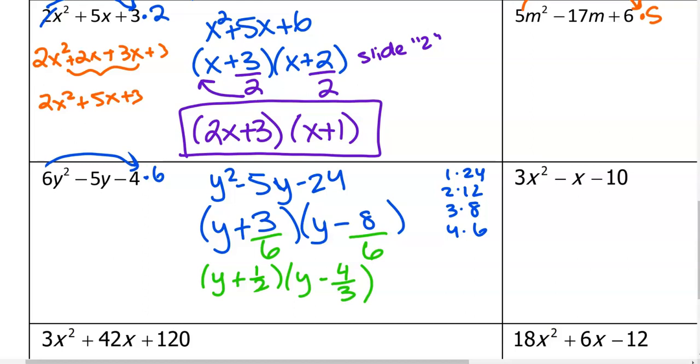We don't leave fractions. Look at the one right above it. See how I had 3 over 2? We didn't leave it as 3. What happened? We brought the 2 up. Okay, so if I have 1 over 2, what's going to happen with that 2?